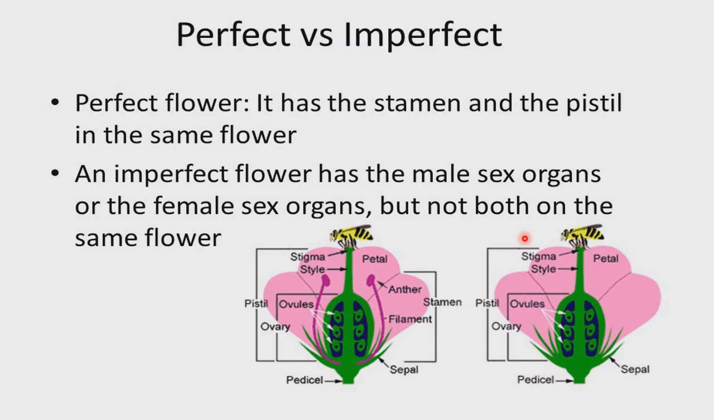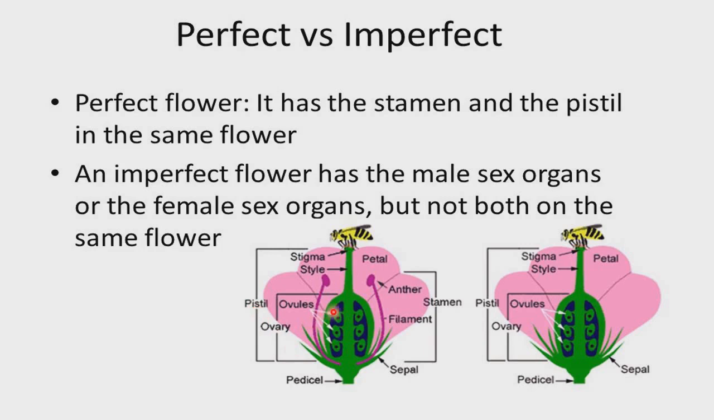Okay, we have perfect and imperfect flowers. A perfect flower has the stamen and the pistil in the same flower, a flower in which both the carpels and the stamen are on the same flower. We have an example like Pride of Barbados. We look at this flower now, we can see the stamen here. This is the anther and the filament which make up the stamen. We can see the stigma, the style, the ovule and the ovary. They make up the pistil.